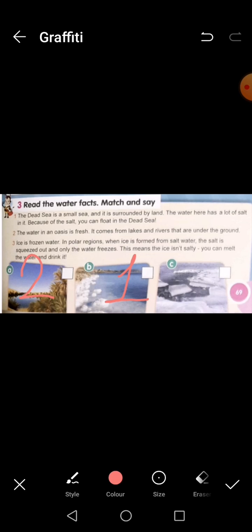Number 3. Ice is frozen water. In polar regions, when ice is formed from salt water, the salt is squeezed out and only the water freezes. This means the ice isn't salty. You can melt the water and drink it. It's new information for me and also, I think, for you.